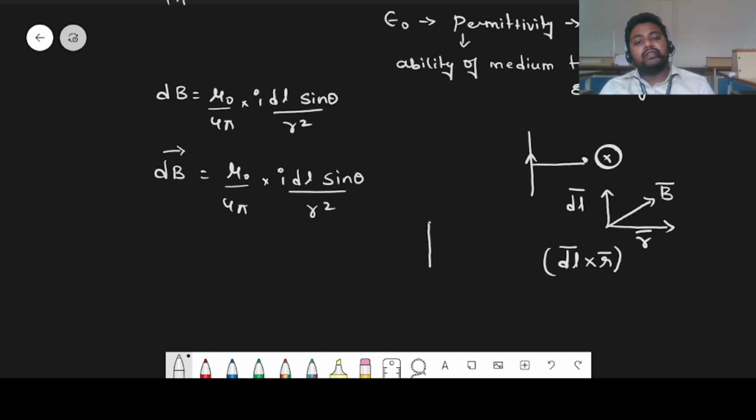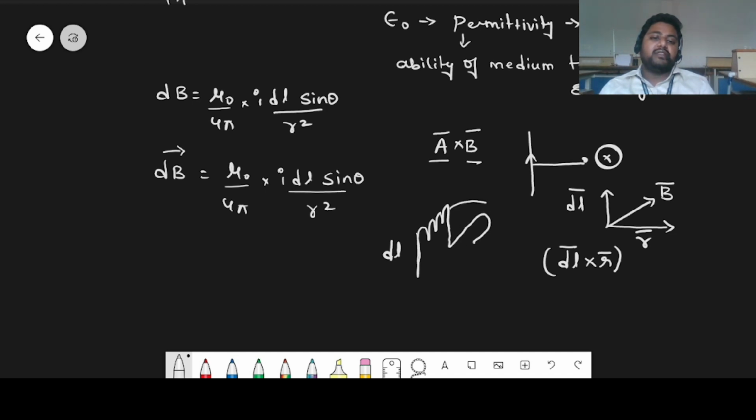Okay, screw rule, that is, all the fingers of your right hand are to be placed in the direction of dl. So this is the direction of your fingers. Now let me draw it again. This is the direction of your right hand fingers, representing dl. In A bar cross B bar, we always write A as the fingers' direction and B as the direction towards which the fingers have to be rotated. Now this is the direction in which the fingers have to be rotated because this is the direction of the magnetic field.